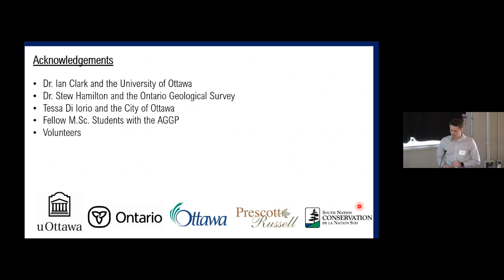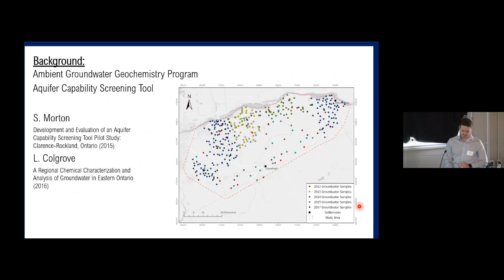Before I start, just a couple acknowledgements. Special thanks to Dr. Ian Clark at the University of Ottawa, Stu Hamilton and the folks at the OGS, and Tessa Diorio at the City of Ottawa for really getting this program going. And of course, my fellow MSc students who really did a great job of laying the groundwork for me before this. And all of our volunteers that let us strangers into their homes to check out their pressure tanks and collect their water samples and look at their treatment systems. Special thanks to them as well.